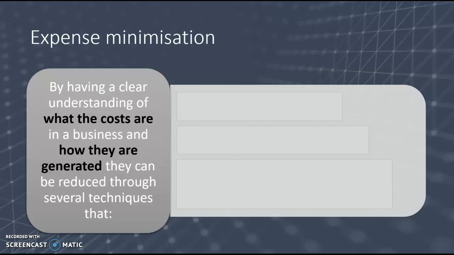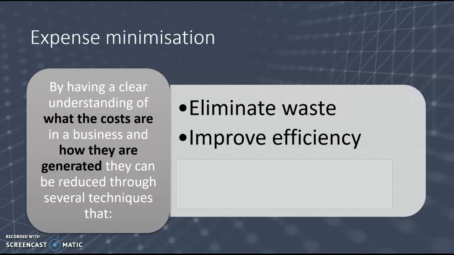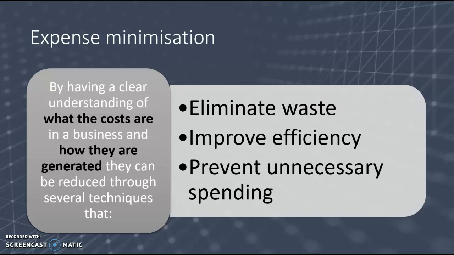The final aspect to cost control is all about expense minimization. So once we have a clear understanding of what the costs in the business are and how they're generated, we can reduce them through a range of techniques that result in the following: an elimination of waste, an improvement in efficiency, and a prevention of unnecessary spending.